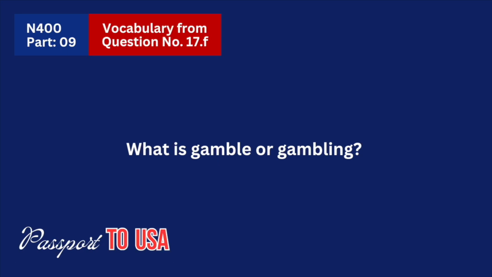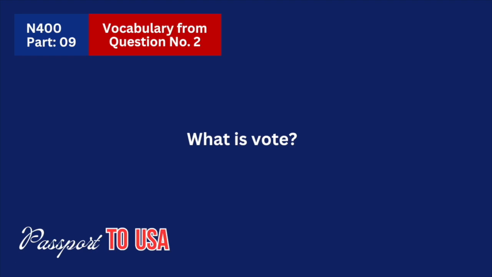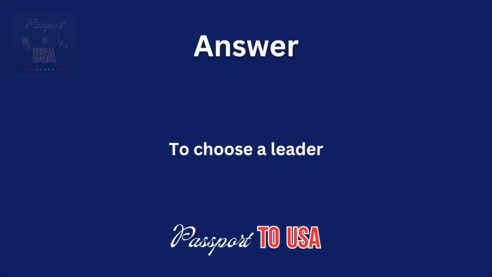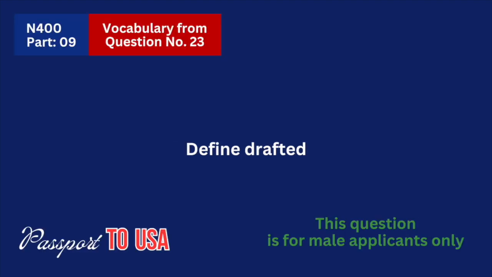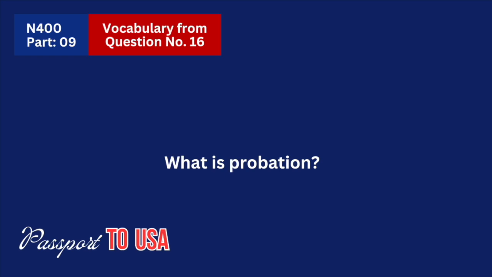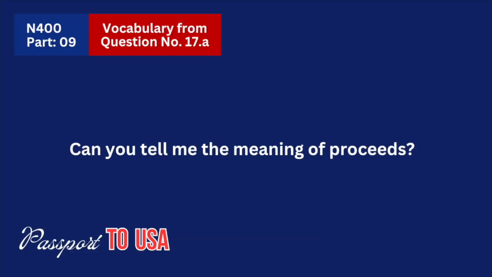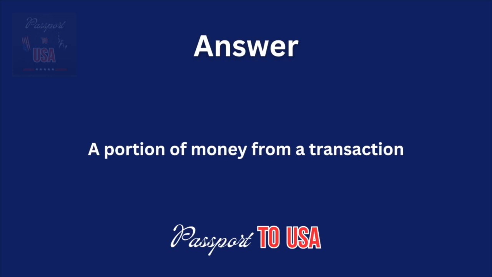What is gamble or gambling? To play a game for money. What is vote? To choose a leader. Define. Drafted. Being selected as a soldier. What is probation? Report to an officer regularly, instead of jail time. Can you tell me the meaning of proceeds? A portion of money from a transaction.